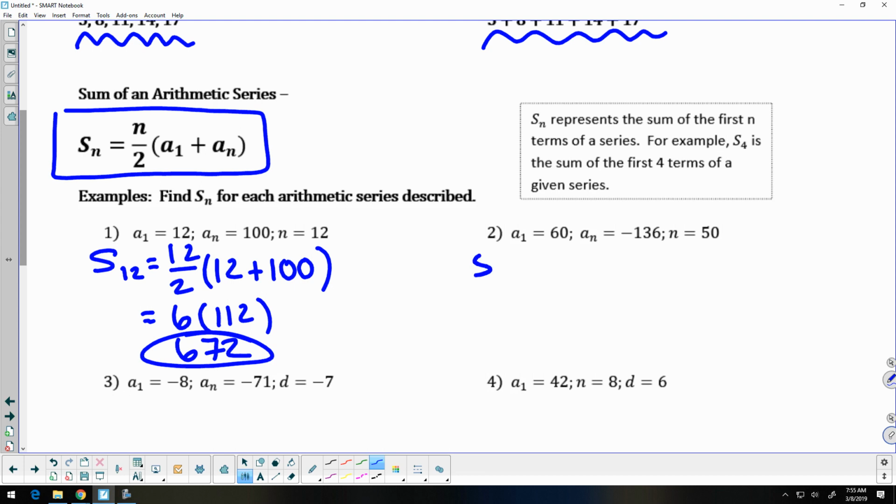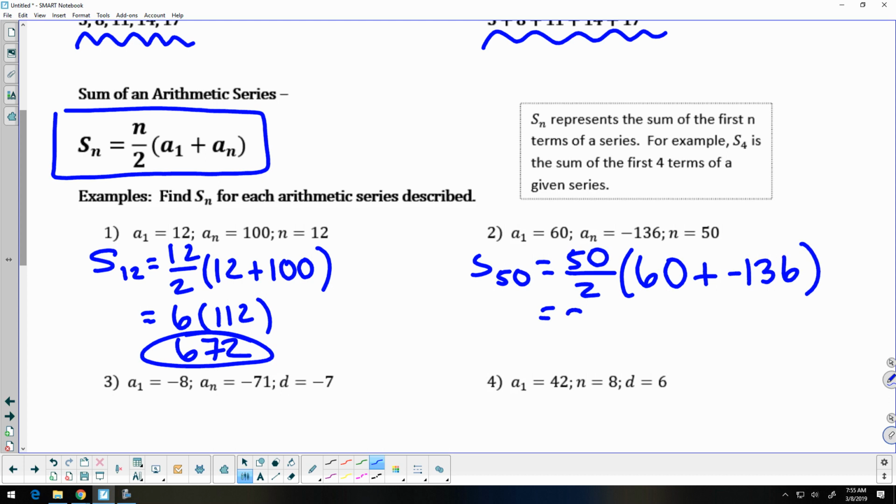Number 2, same idea. We're finding the sum of 50 terms, 50 numbers. So when I plug this in, it'd be 50 over 2, and then a sub 1, the first term being 60, and the last term being negative 136. Okay, so it's all plugged in. Again, 50 over 2 is just 25. 60 plus negative 136 is negative 76. And now we're multiplying these two together. So the final sum comes out to negative 1900. And there you go.